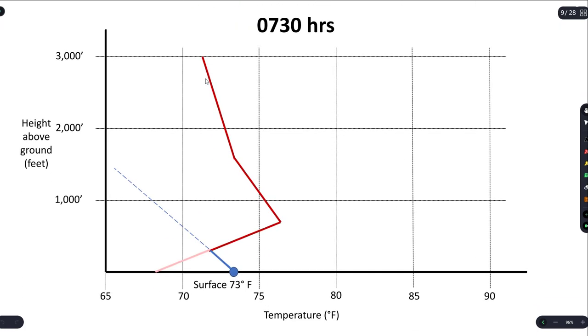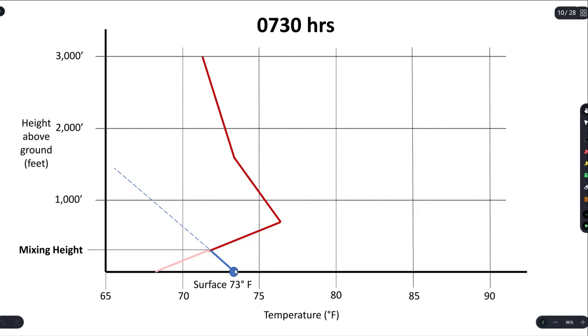Well, let's say at 0730 hours, the sun's been up for an hour or so, and the surface temperature warmed from 68 to 73. Well, we can look at that surface temperature of 73 degrees, and we can take a parcel, and we can make that parcel rise at the dry adiabatic lapse rate, represented by this blue dashed line. And so the parcel temperature decreases at the dry adiabatic lapse rate until it intercepts what we call the leftover or the residual layer of the atmosphere. So we have vertical mixing through this part of the atmosphere. And so we call that the mixing height.